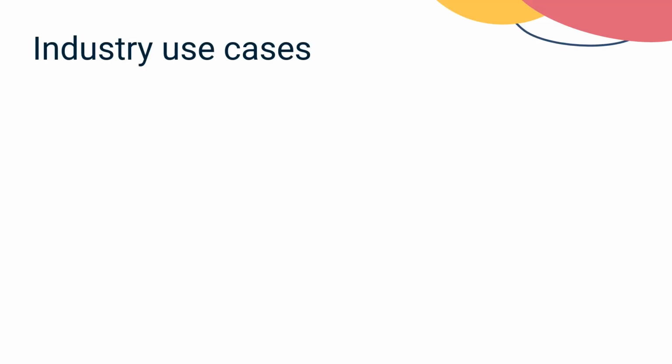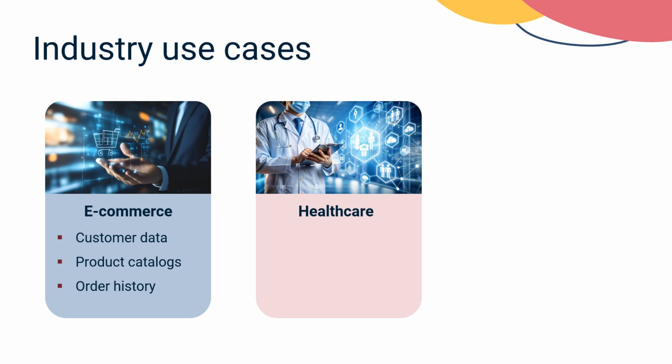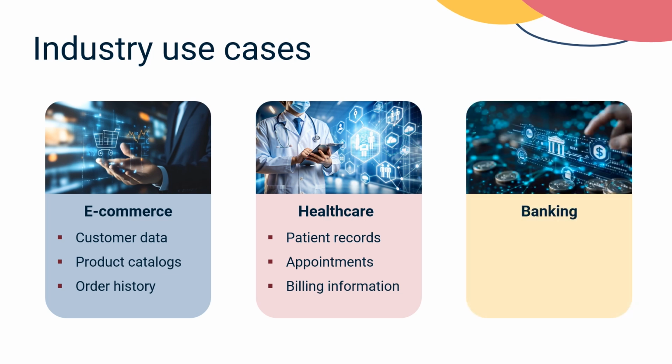Relational databases are used across almost every industry. Here are just a few examples. In the e-commerce industry, they can store customer data, product catalogs, and order histories, allowing for features like personalized recommendations. In the healthcare sector, they can manage patient records, appointment schedules, and billing information while ensuring data integrity and privacy. In the banking industry, they might track customer accounts, transactions, and loan records, where data accuracy is critical.